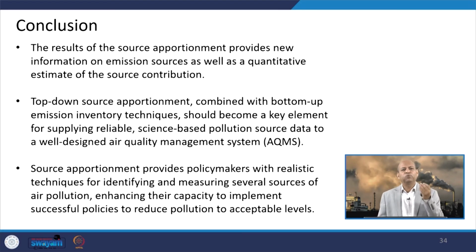Plus, source apportionment provides policy makers with realistic techniques and information, so that we can go for targeting only those sources which are more dominating and which are low hanging fruit, so that air quality improvements are quite quick. If we do not know the specific sources which are contributing to a particular pollutant, then it is very difficult to make a policy or a program to reduce those pollutions. So, source apportionment is very important, because it gives us an idea which particular pollutant is coming in large quantity from which specific source, so that we can target that source.